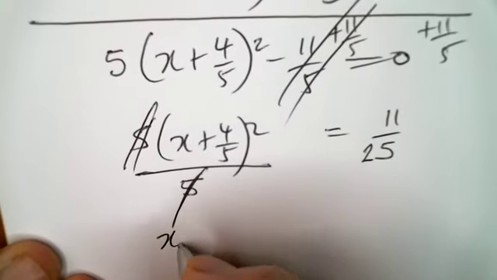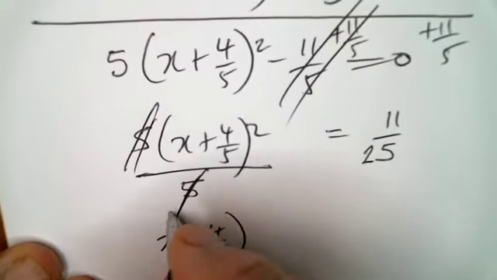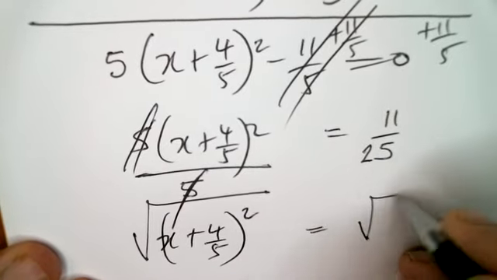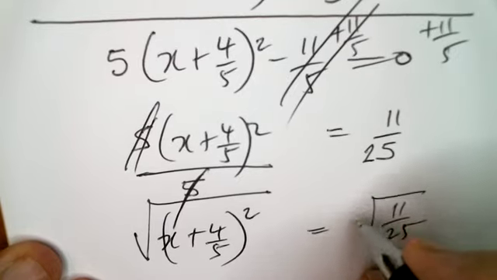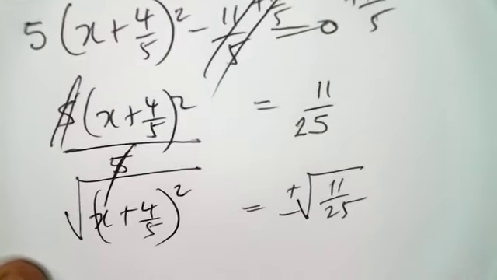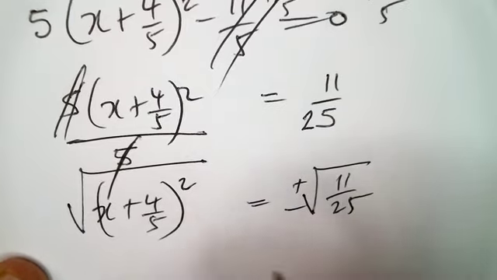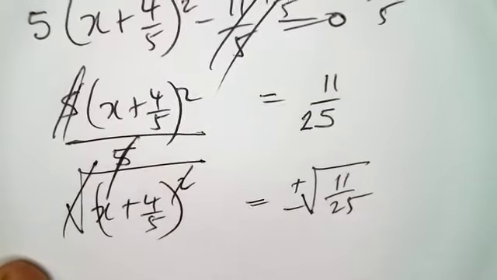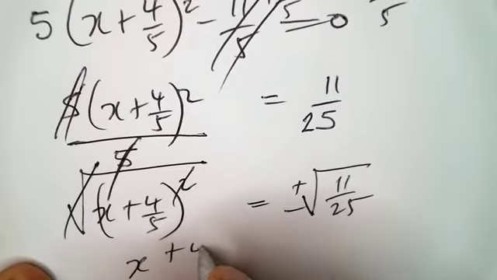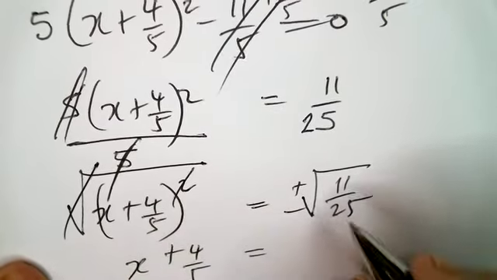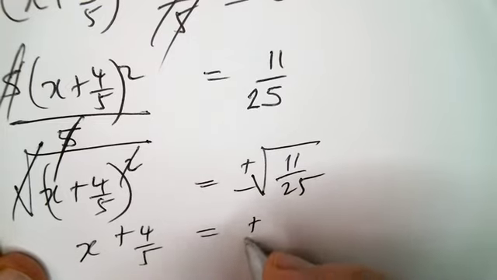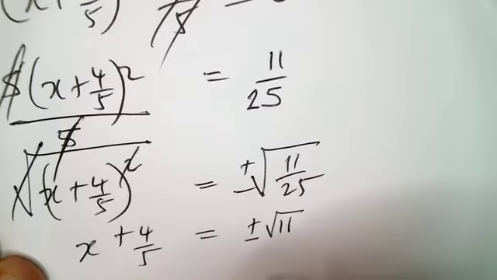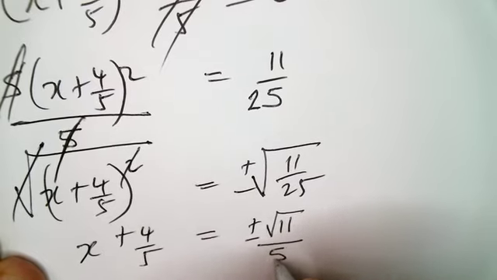So I'm going to go x plus 4/5, it's all squared, but I'm going to take the square root of that is equal to, and I'm going to take the square root of 11/25. So I'm going to put a plus and a minus in front of there. Now, this is where I can get rid of the bracket, because the square root of a square leaves me with an x plus 4/5 is equal to, now I can put plus or minus, I've got root 11, but I can find the square root of 25, which is just 5.